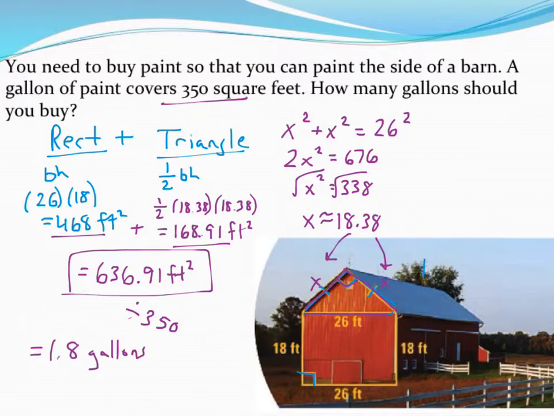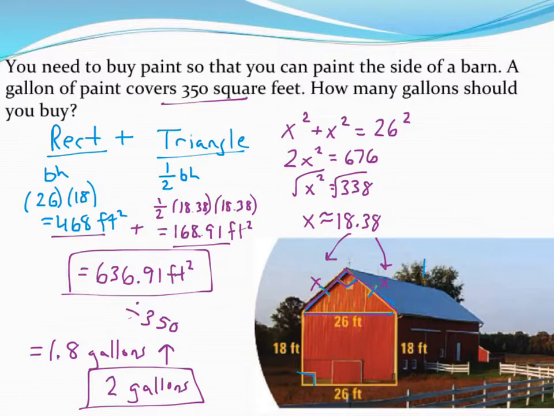Now it's really important to take into consideration the context of the problem. We can't go into the paint store, assuming they sell them in 1 gallon buckets, we can't go in and buy 1.8 gallons. So in this case it will be necessary to round our answer up and to say we need 2 gallons of paint. We're not able to buy a partial gallon of paint in most cases.